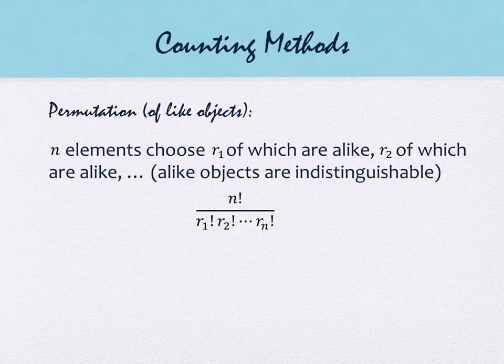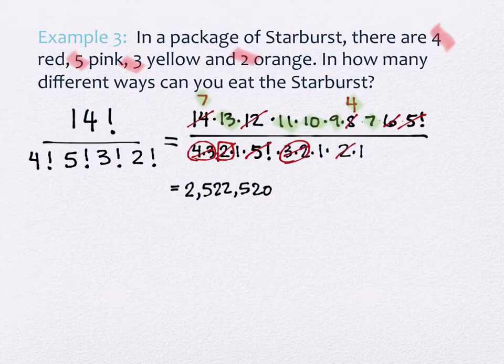Permutation of like objects. That happens when we're trying to count the number of ways something can happen, but some of our objects are identical. And they can be identical in a variety of ways. Maybe they truly are identical. If they're truly identical, like my package of Starburst, that's one option. But it might be that just the category descriptions are identical.